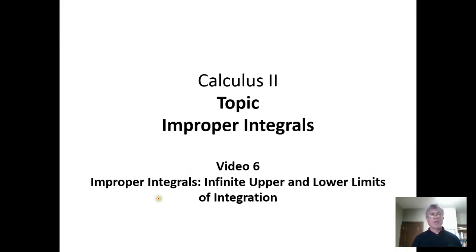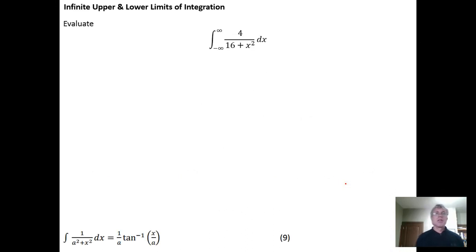So in this video we're going to look at an improper integral that has infinite upper and lower limits of integration. The integral we're interested in evaluating is the integral from negative infinity to infinity of 4 over 16 plus x squared dx. So I'm going to go ahead and rewrite this: negative infinity to infinity, 4 over 16 plus x squared dx.